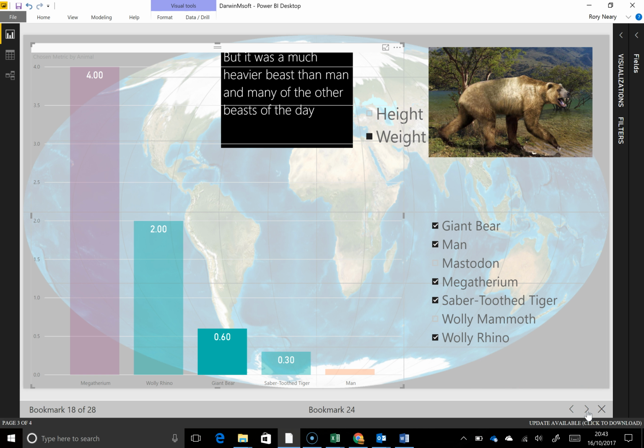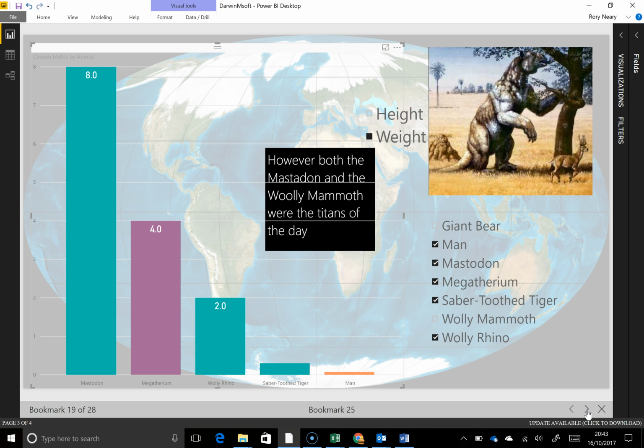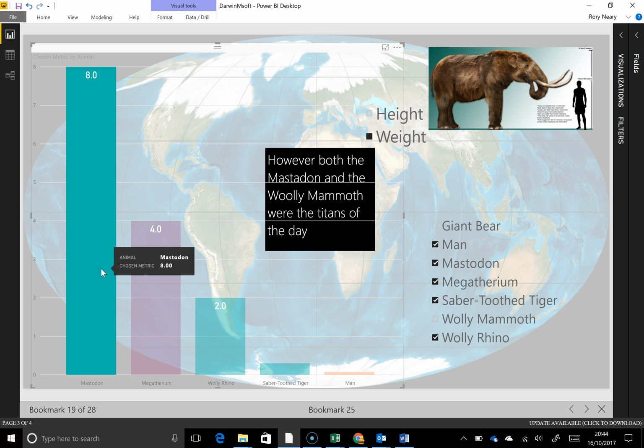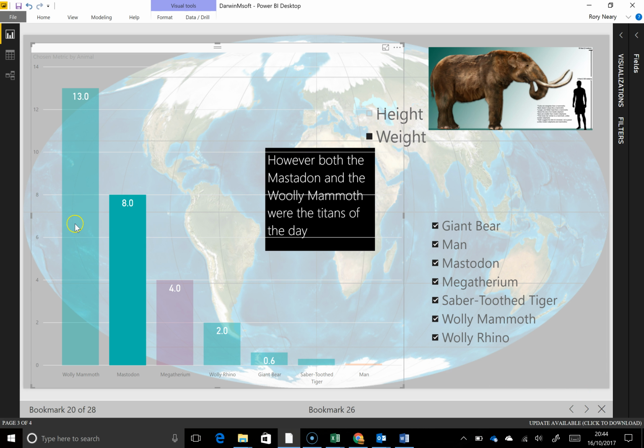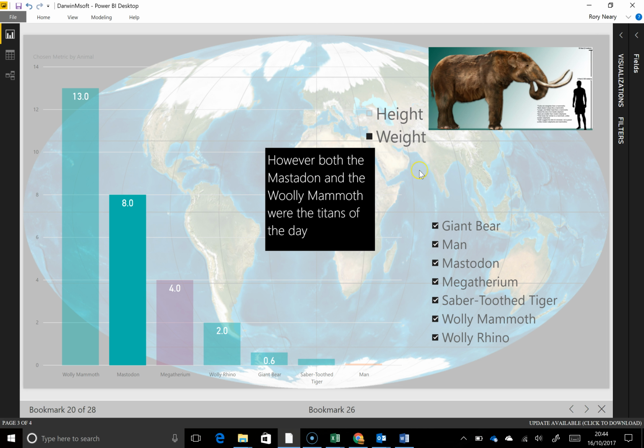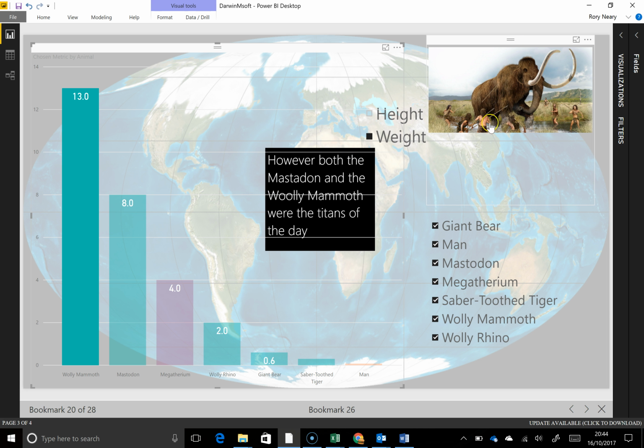So running further through the story, the megatherium wasn't the biggest beast of its time. So you had the mastodon, which was essentially a forerunner to the elephant of today, and then the woolly mammoth, which was an absolute beast. So I'm just going to move off there. So yeah, the woolly mammoth and the mastodon were the titans of the day, and that is just an artist's image of a mammoth.